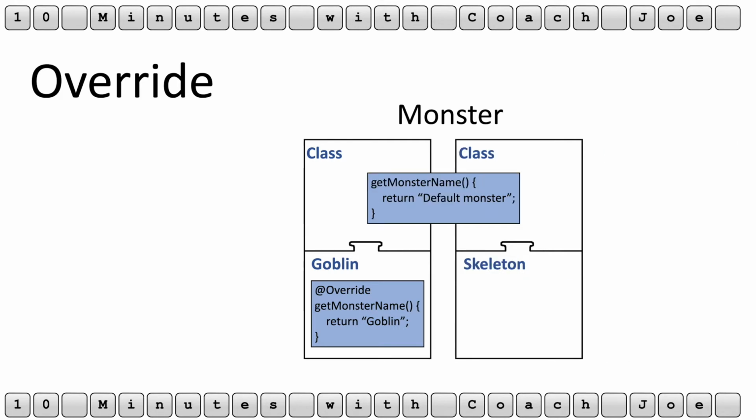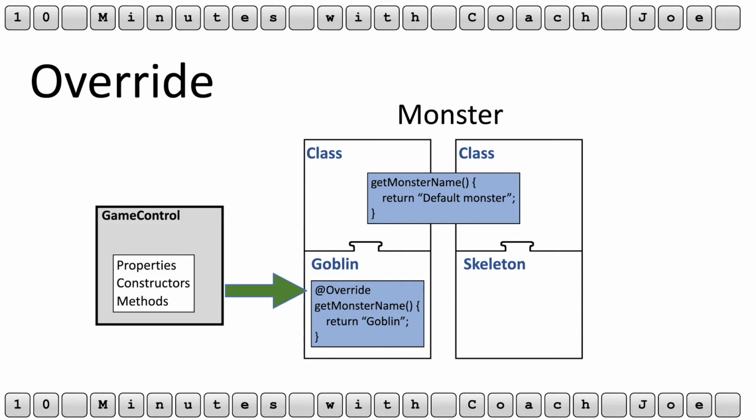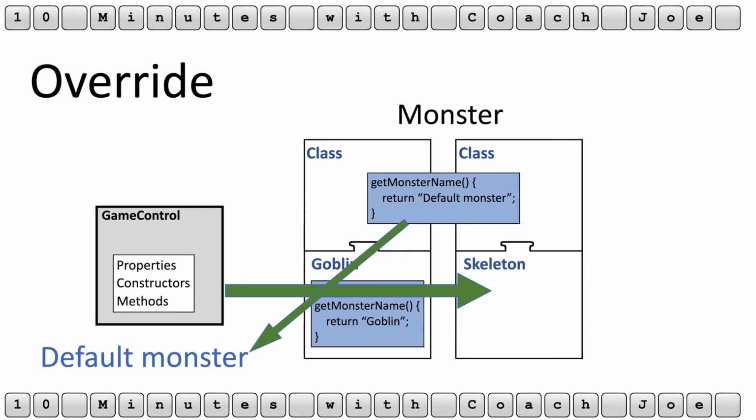Let's look at overriding non-abstract methods. If there's a goblin and skeleton class that extend the monster parent class, the goblin class could override the getMonsterName method, and the skeleton class does not override the method. If the game control object calls the goblin child object, the value goblin is returned. If the game control object calls the skeleton child object, the value defaultMonster is returned. Overriding a method is optional for non-abstract methods.